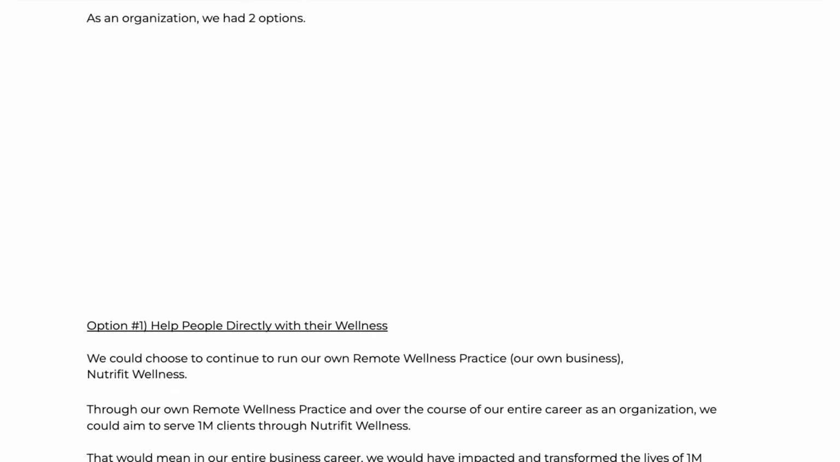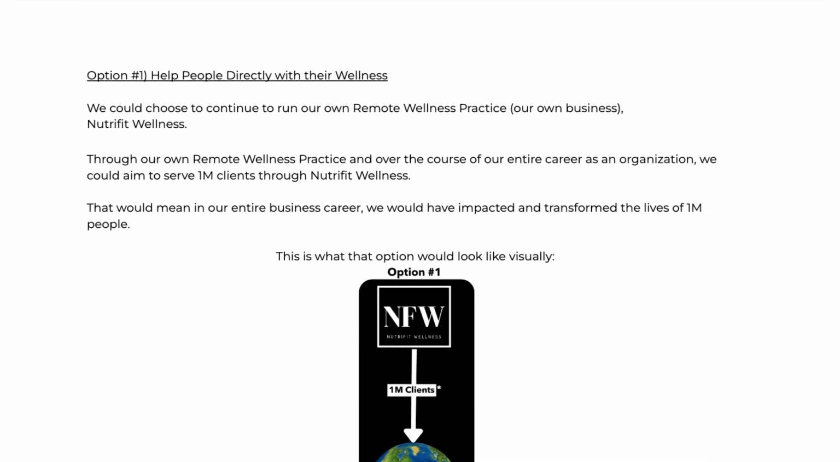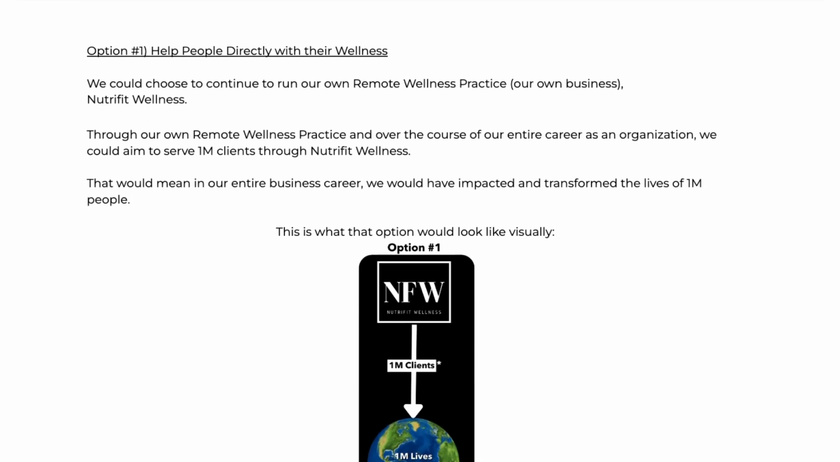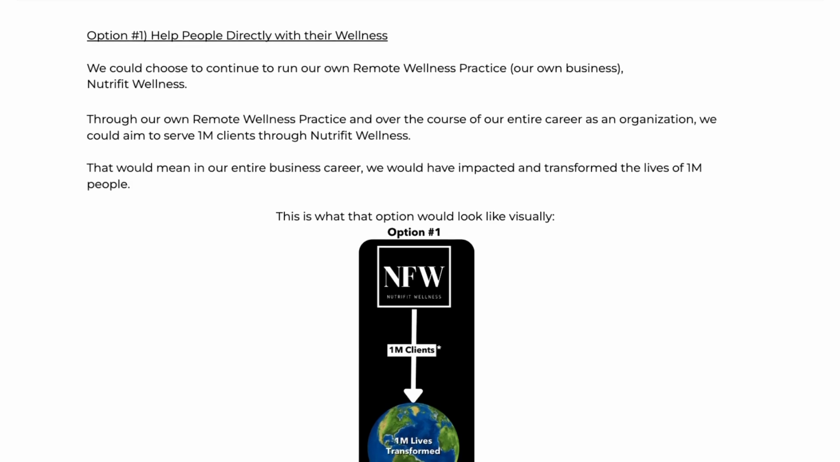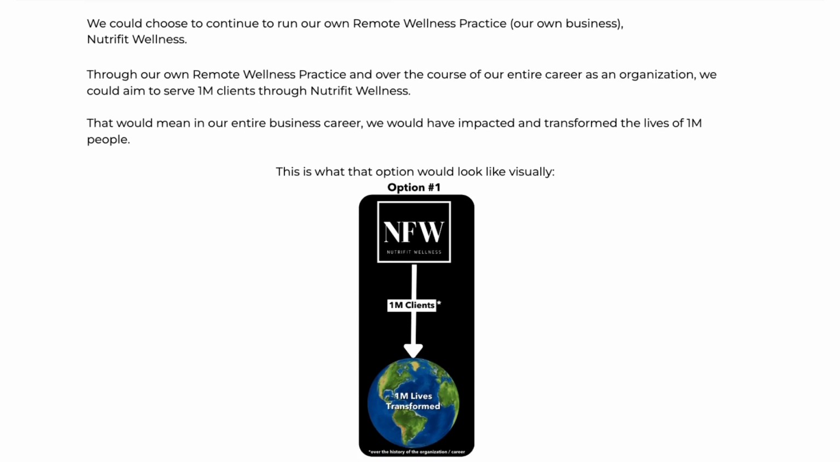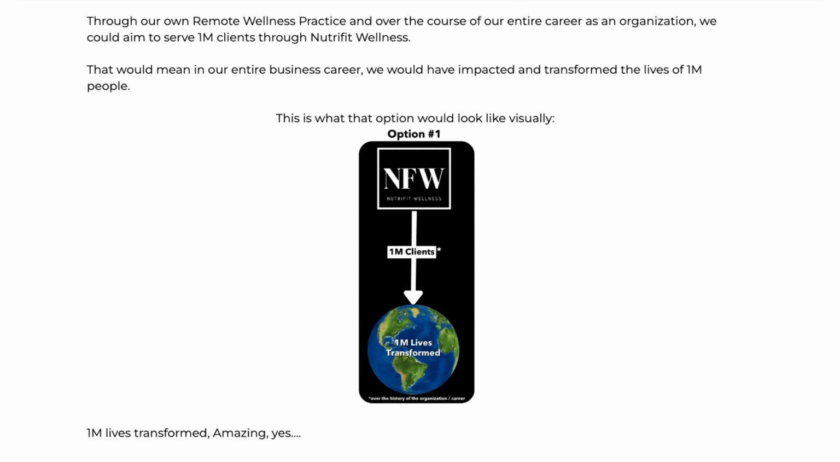Option number one, in order to accomplish our vision, was to help people directly with their wellness. We could choose to continue to run our remote wellness practice, which is our own business, NutriFit Wellness. Through our own practice, over the course of our entire career as an organization, we could aim to serve 1 million clients through NutriFit Wellness. That would mean that over the course of our entire career, we would have impacted 1 million people's lives. Visually, this is what it looks like.